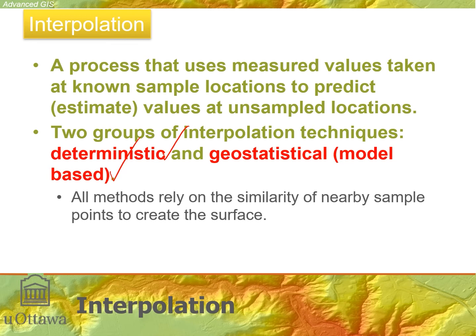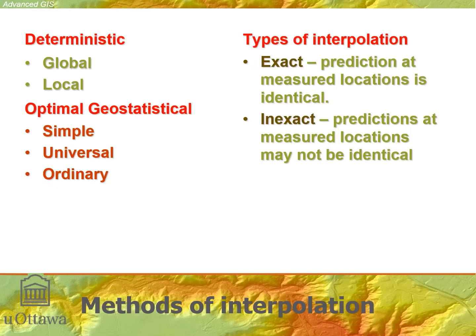And both methods, deterministic and geostatistical, rely on the first law of geography, which is Tobler's law, which states that everything is related to everything else, but near things are more related than distant things. And in particular, we know from our past lectures, that's spatial autocorrelation. Interpolation techniques can be deterministic or optimal geostatistical.